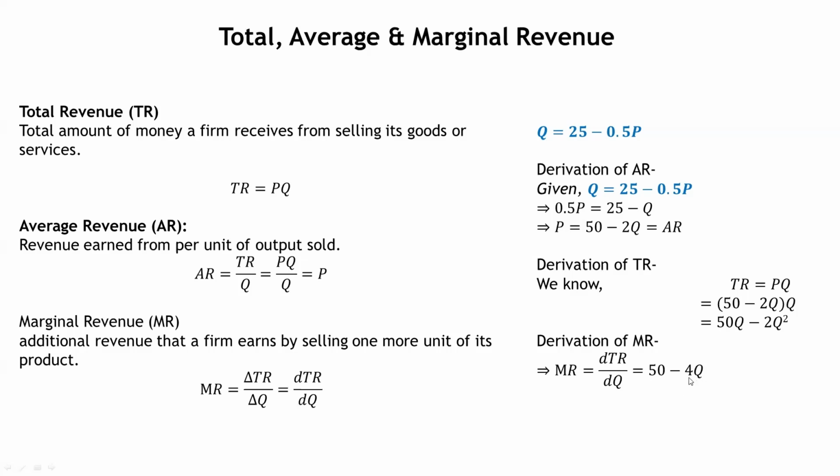This is how we can derive average revenue, total revenue, and marginal revenue from the demand equation. You can do it by yourself. You can consider a demand equation, for example, Q equals 10 minus 0.1 P, and then you can derive average revenue, total revenue, and marginal revenue.